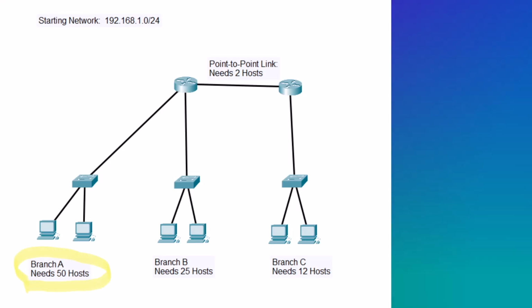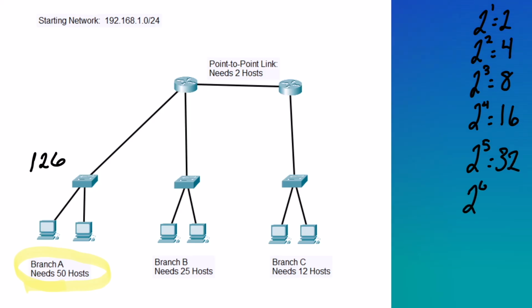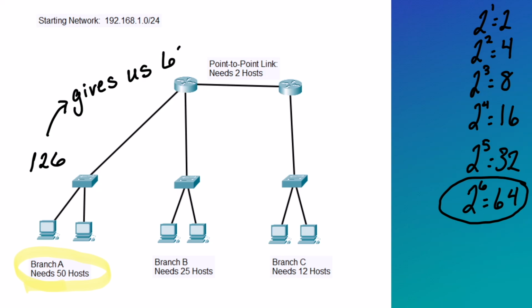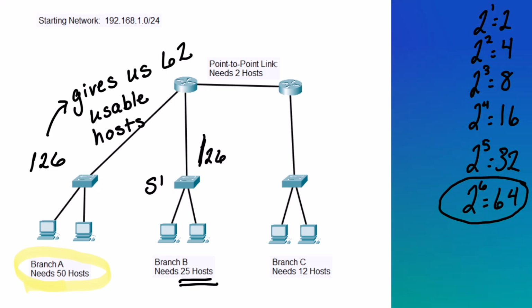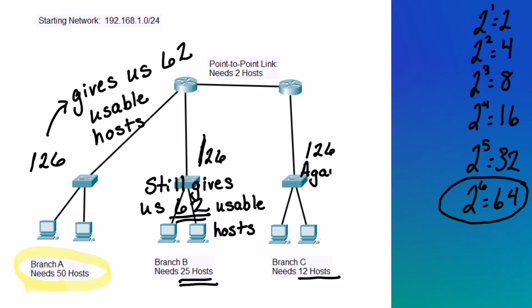Let's prove the problem of equal-sized networks first, because this is where it gets interesting. A branch needs 50 hosts. We need at least a /26. That gives us 62 usable addresses. That works. Now watch what happens if we use that same /26 for everything. Branch B needs 25 hosts. We give it a /26. 62 usable addresses. 37 addresses are wasted.